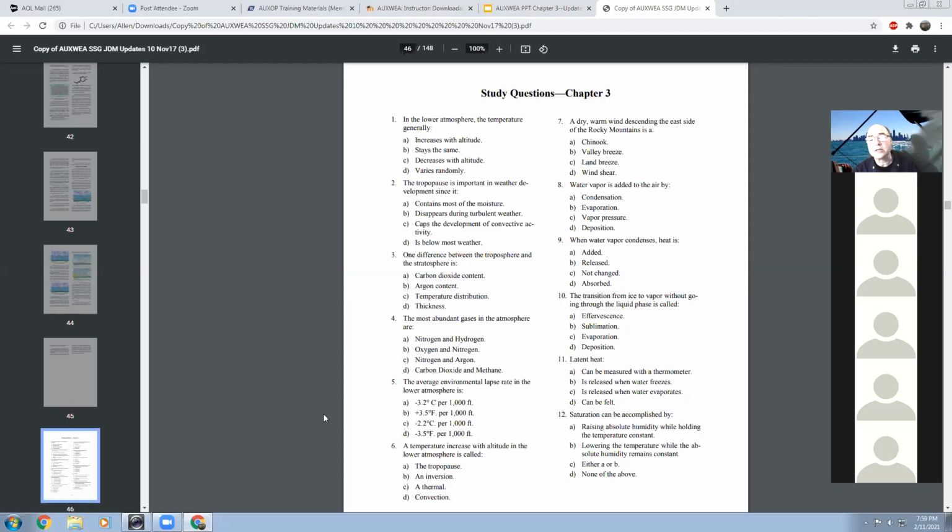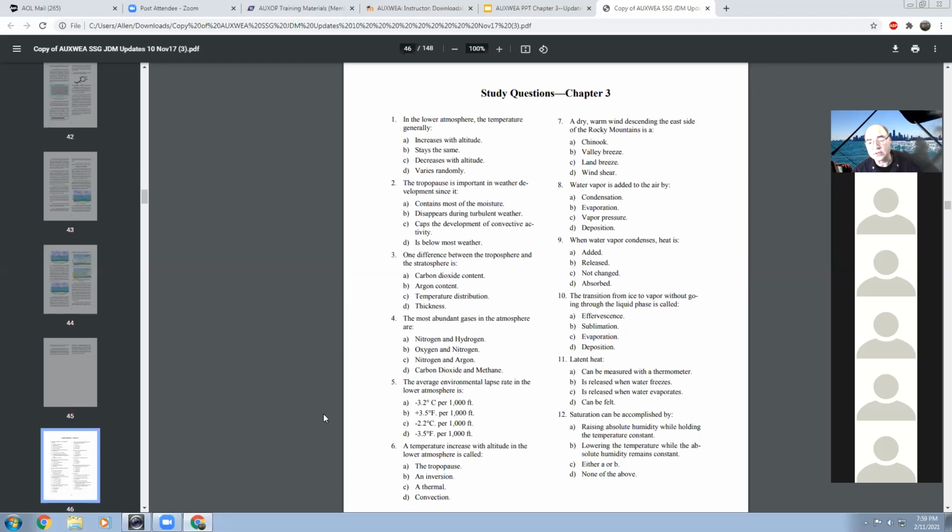Reuben Howard, number 8. Water vapor is added to the air by? Evaporation. Excellent. Well done. Sean Landa, you here? Number 9. When water vapor condenses, heat is? Released. Excellent. Everybody get that? Well done. Sylvia, number 9. When water vapor condenses, heat is? Released. Oh, that's the same one over again.